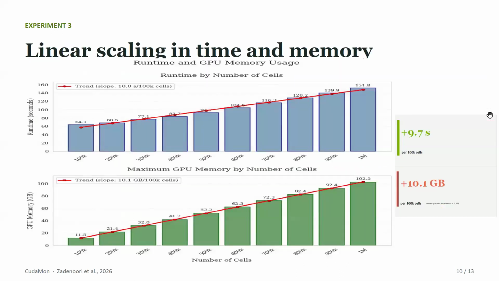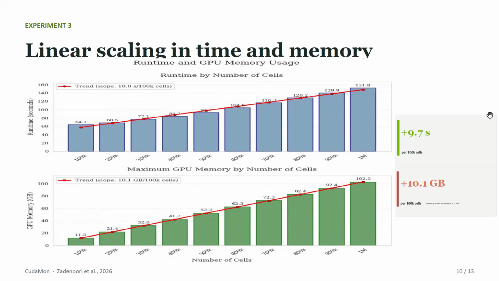Another point is that not everyone has access to this kind of HPC-level GPUs, and maybe most of us use GPUs on, I don't know, gaming laptops that have a smaller amount of GPU memory, and we should understand how scalable this workflow is. So we did a study where we started with 100,000 cells, and then by steps of 100,000 cells, we went up to 1 million cells.